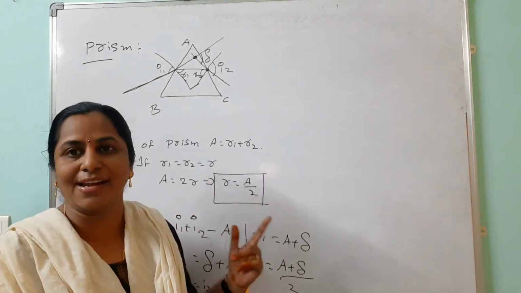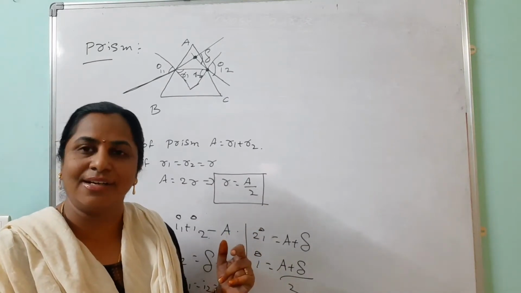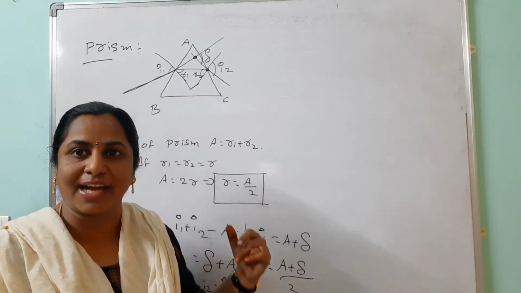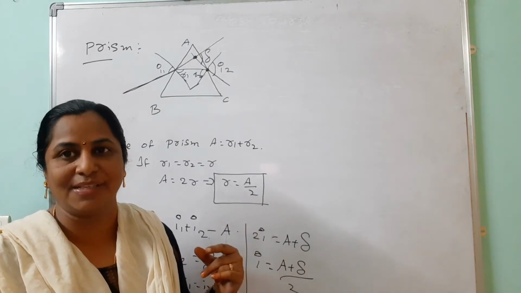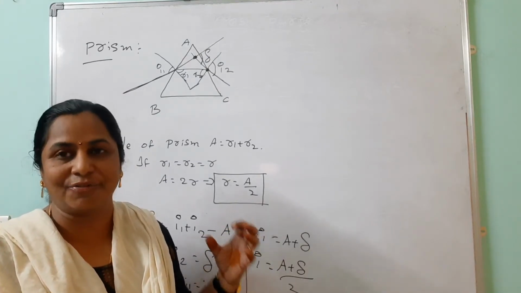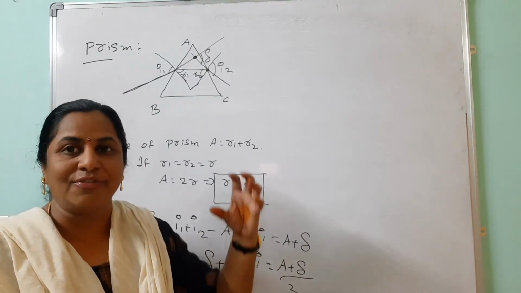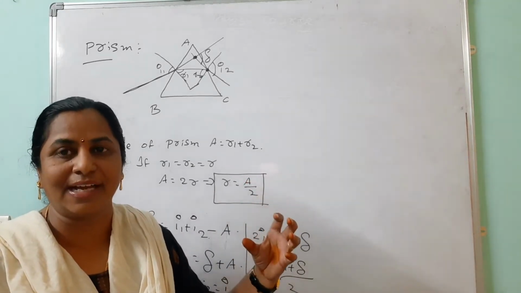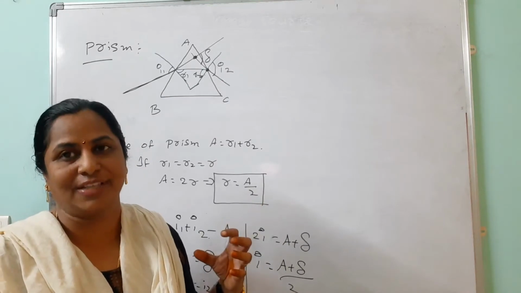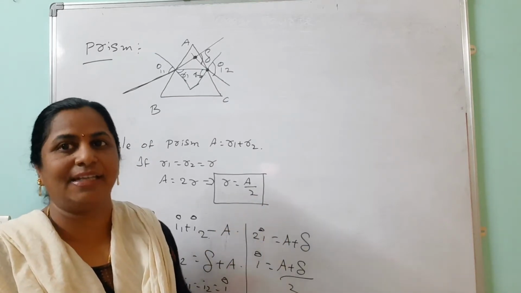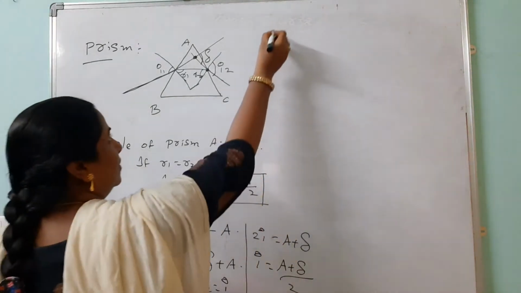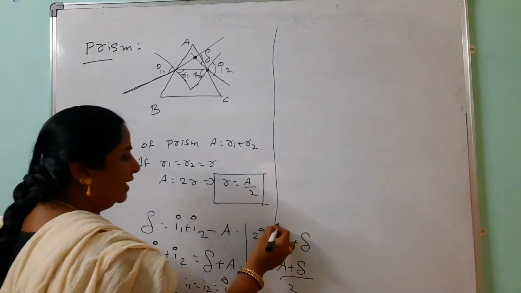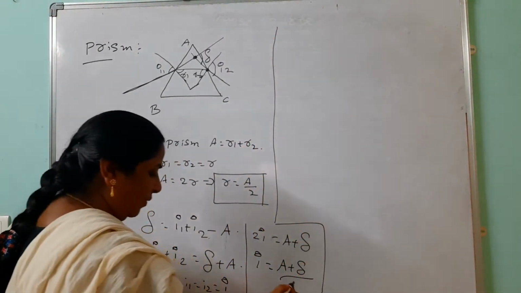When we know the angle of incidence and angle of refraction, we can find out the refractive index of the material of the prism. Many people think of the refractive index of the prism. No. For that, which material are we using? Mostly we are using glass. Whatever the material, with the help of this formula, we can find out the refractive index of the material of the prism. What is that?